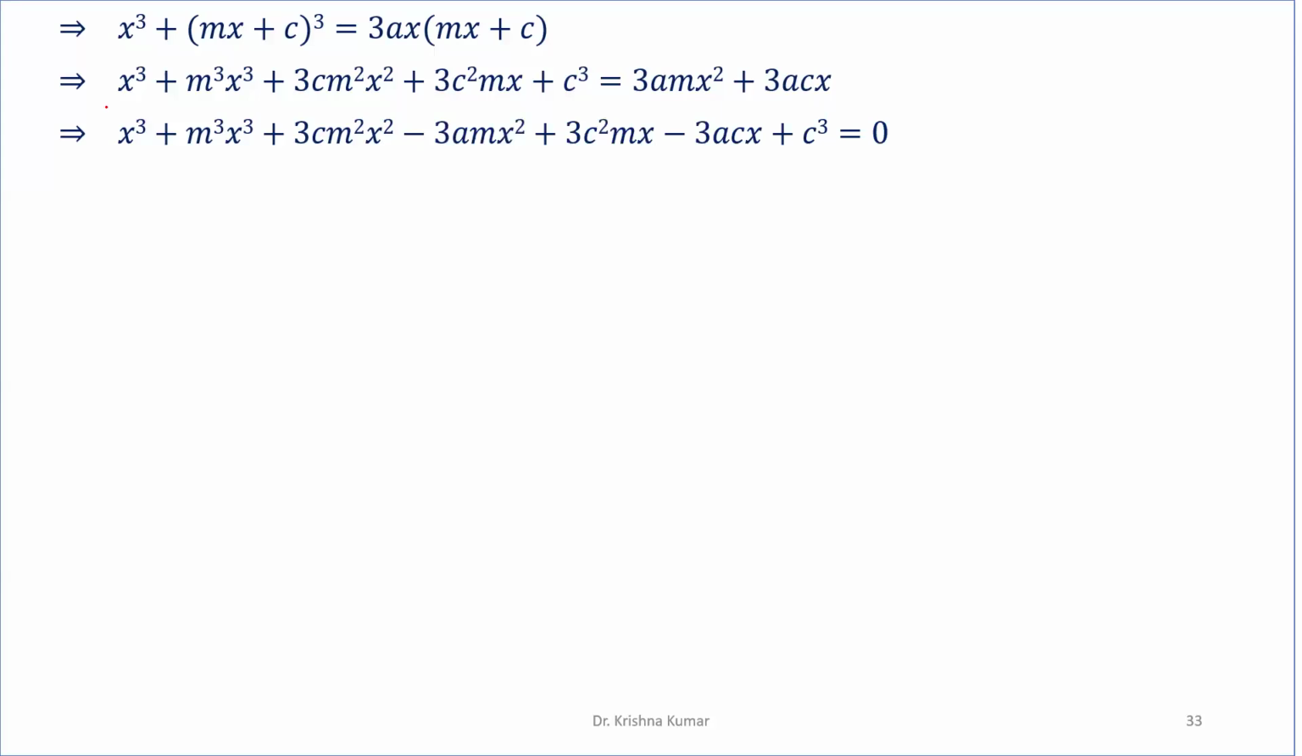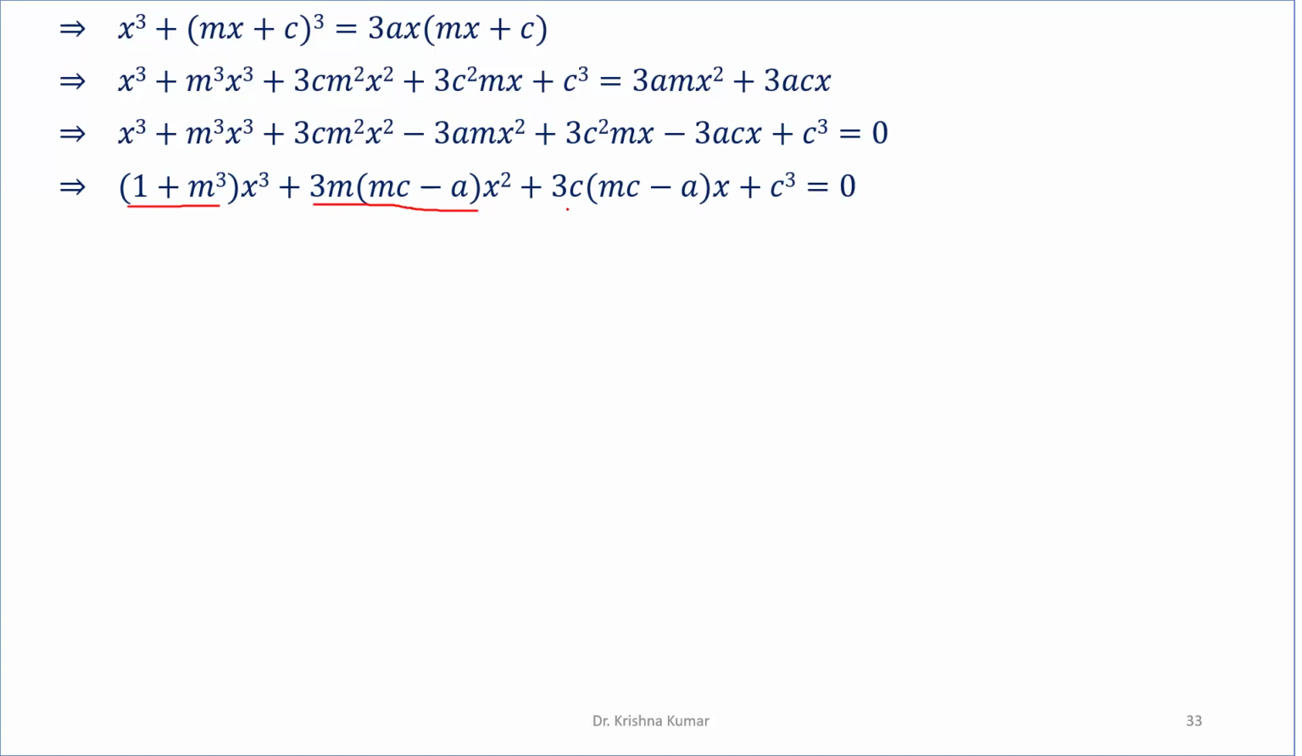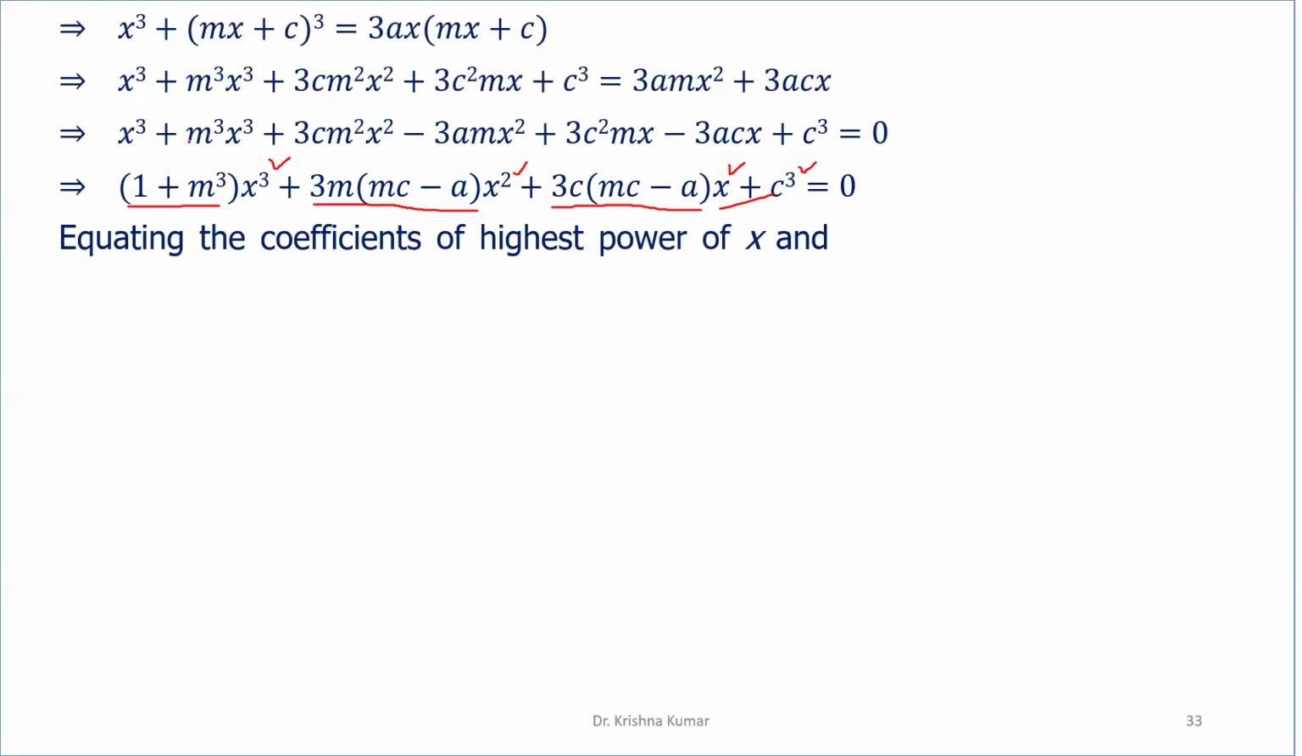Now let us try to find out the coefficient of x cube, which is nothing but 1 plus m cube, the coefficient of x square, which is 3m into (mc minus a), plus the coefficient of x, which is 3 times (mc minus a), plus c cube. So this is the highest power of x, x cube, x square, x, and constant term. Now we have to find out the value of m and c.